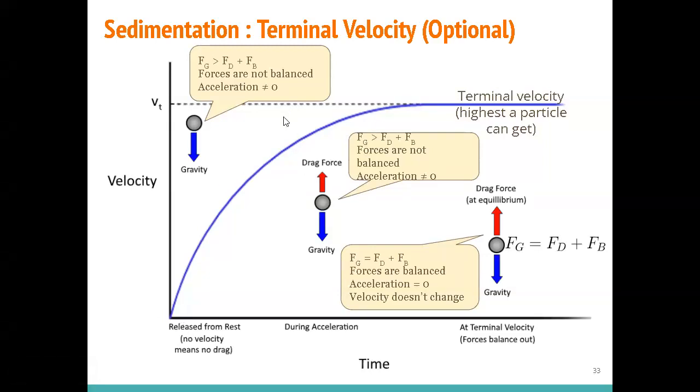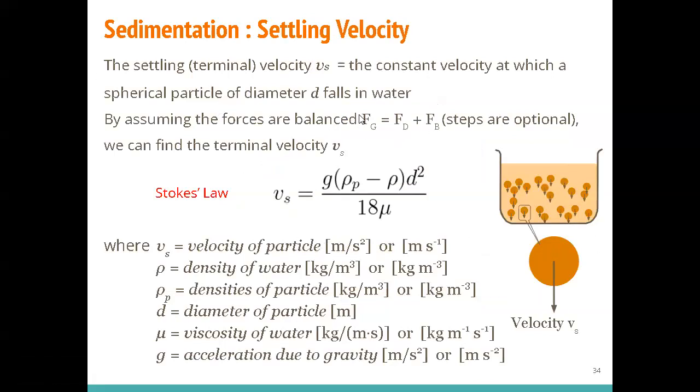And then after a while, because you're moving faster and faster, you have some drag force. The gravity is still larger than your drag force plus your buoyancy force. The forces are not balanced in this situation, and your speed will increase and increase until you reach the so-called terminal velocity, the highest velocity a particle can get. So the 3 forces balance each other, and then your impurity does not move with an acceleration. It's a constant speed. So no calculus in here. We assume that the 3 forces equal each other. The steps are optional, so this is given to you in the exam. You will have the terminal velocity for impurities.